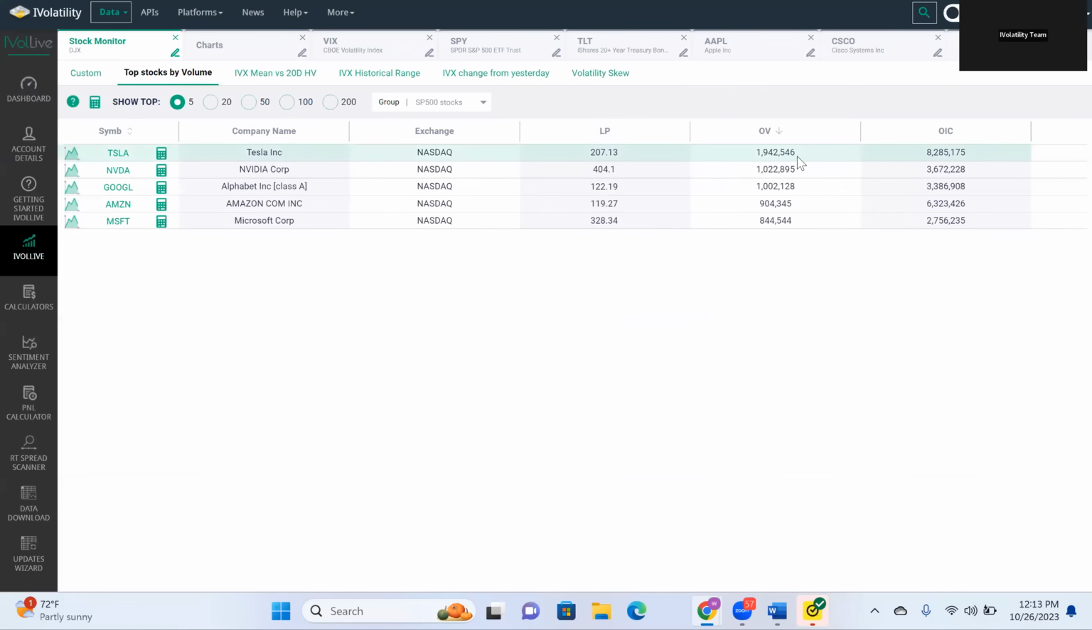So Tesla, here we have almost 2 million contracts traded. NVIDIA, half of that, 1 million. Look at that, that's crazy. It's almost 2 to 1 Tesla compared to the runner-up. Google, right in line with NVIDIA, Amazon, and Microsoft bringing out the top 5.